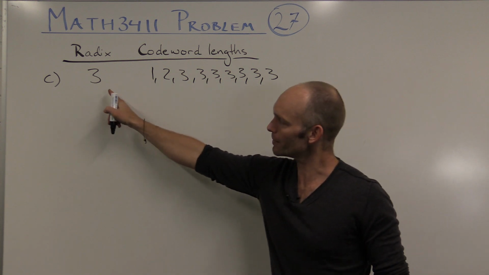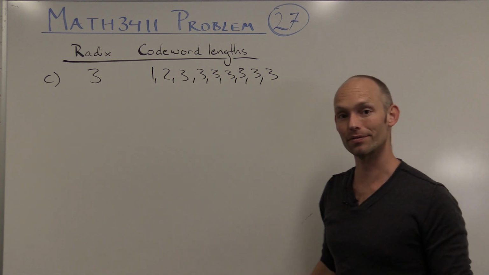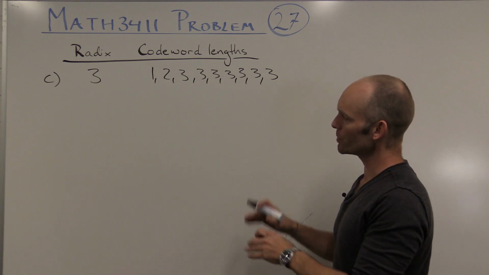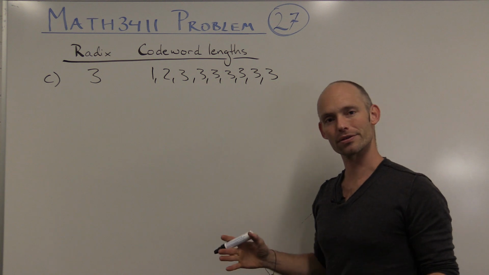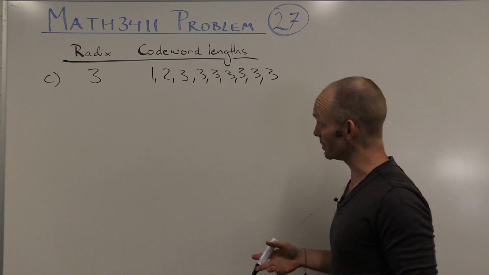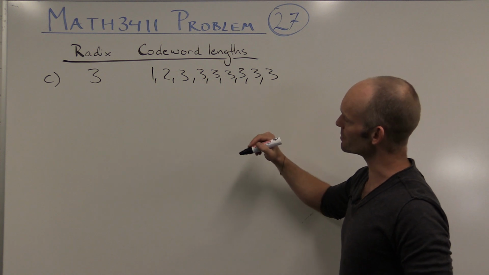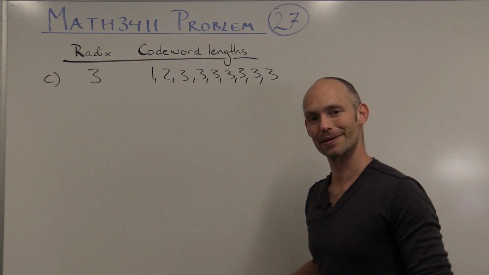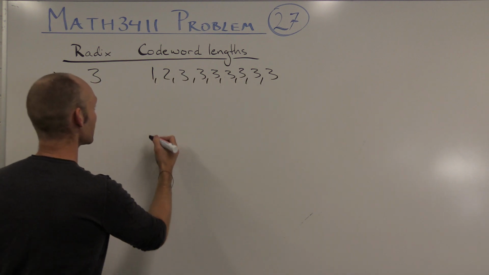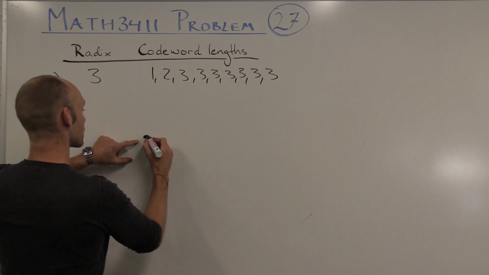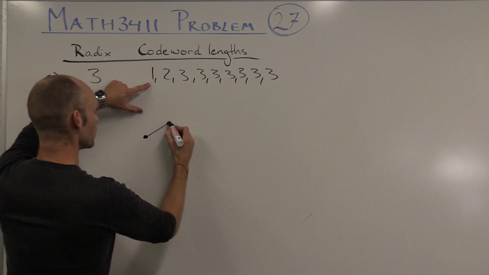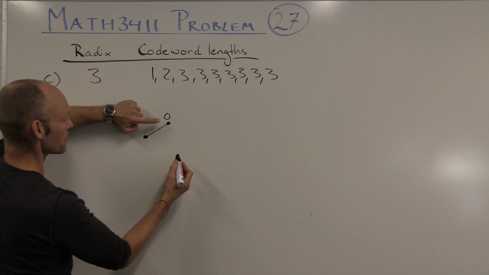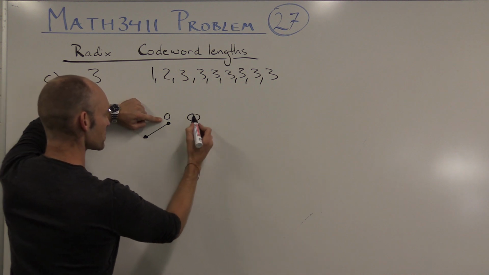In part C, we have radix 3 now, instead of 2 as in the previous parts. And we have these code word lengths. And we could do the sum of fractions as before to see whether an instantaneous code like this exists. Or we could just jump straight into trying to draw one or construct one. So first of all, let's try to get a code word of length 1. Well, that's easy. Now we've got 3 branches to deal with, but it begins the same way. Let's try to just take 0, so there's our first code word.